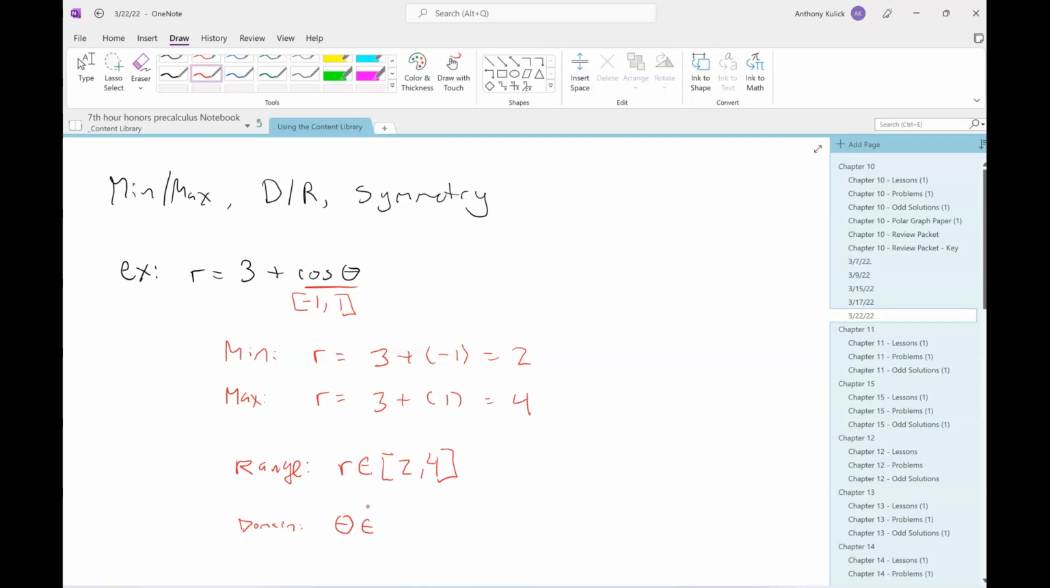Who remembers the domain of cosine? It's more than that. We spent all of first semester doing this. It is all real numbers. Yeah. Remember, we spent all of first semester on this.